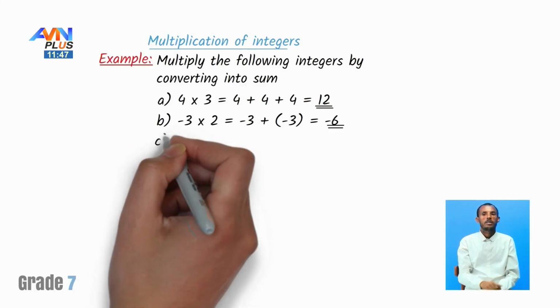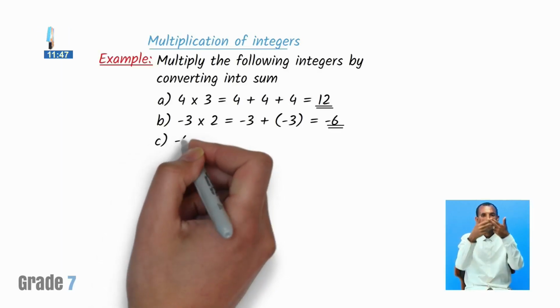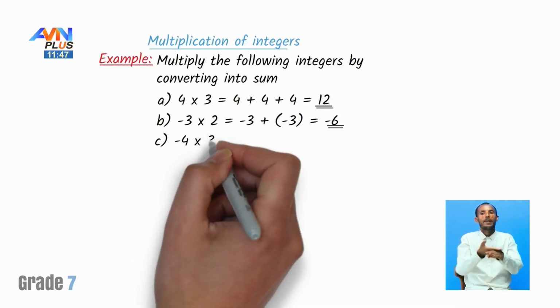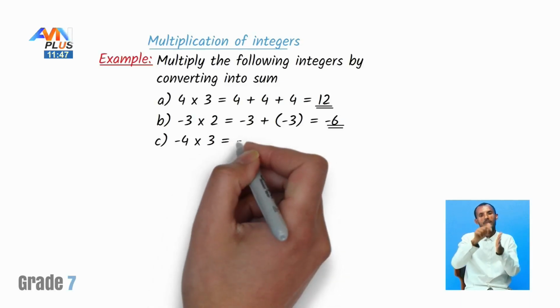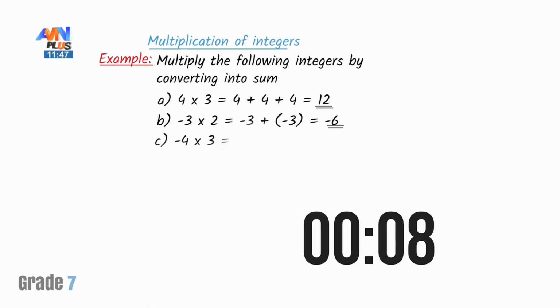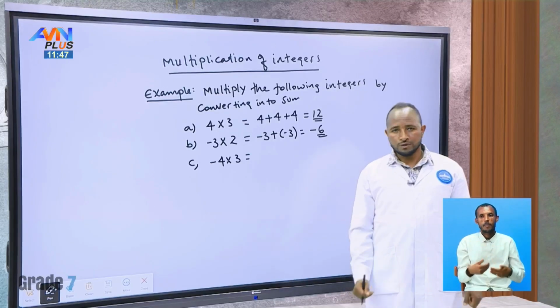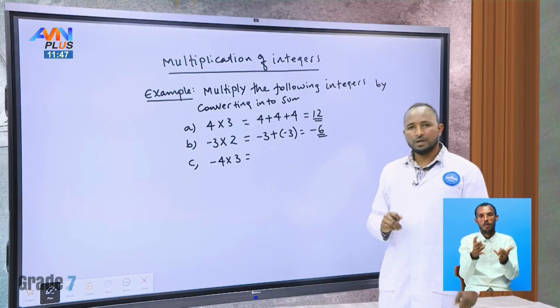Let's take this one. Negative 4 times 3. Please, students, try this question. I'll give you 10 seconds for this. Students, have you tried the question? Nice. Now, let's see the answer.